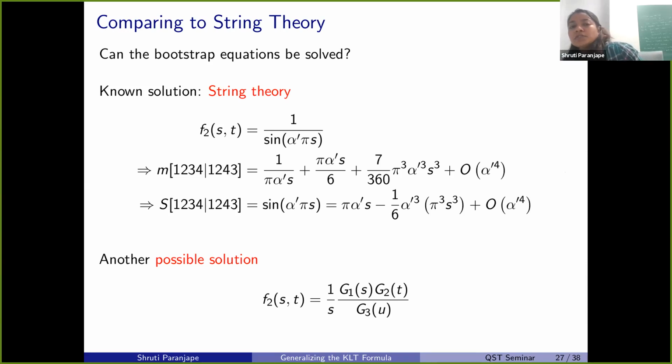I'm not sure I understand. I mean, these M1, 2, 3, 4, etc. are amplitudes in the bi-adjoint theory, right? Colored with some color labels and so on. So what is it that I'm looking at in string theory to get these expansions?